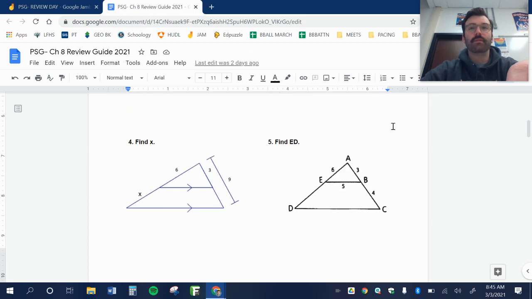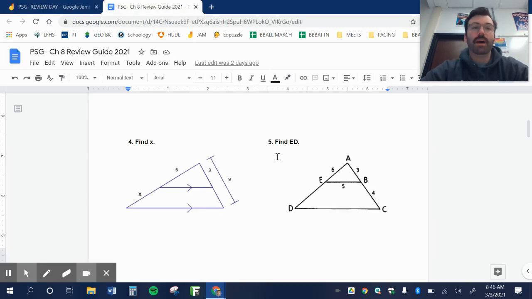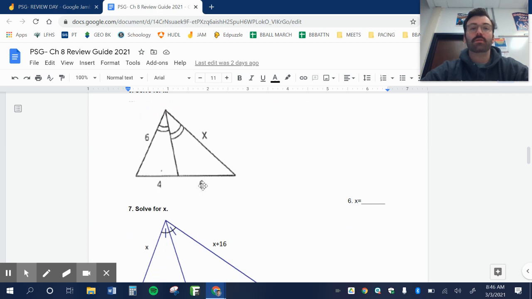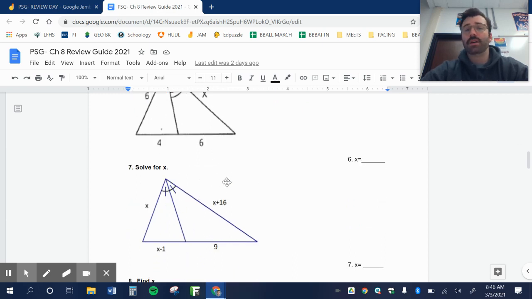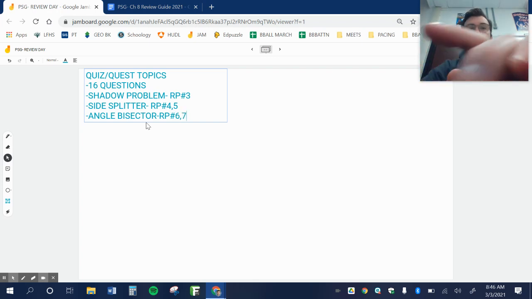What else are you going to see? We're going to see stuff like this side splitter, review packet numbers 4 and 5. You will see an angle bisector problem. I don't know if you may have to solve a quadratic. You may not. Just be prepared for it. Angle bisector, review packet numbers 6 and 7.